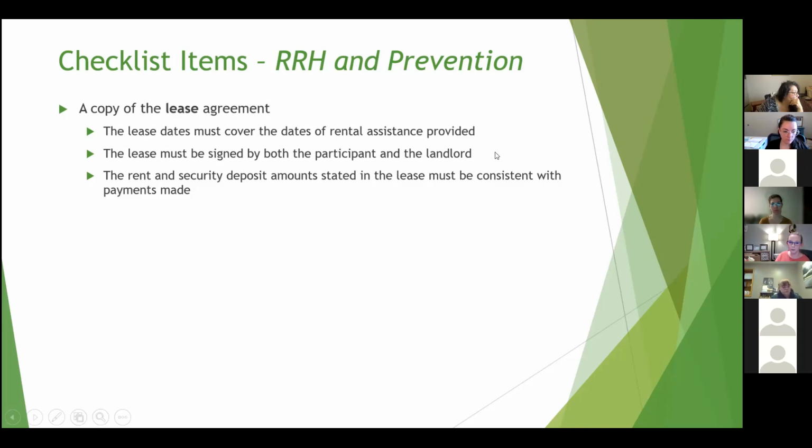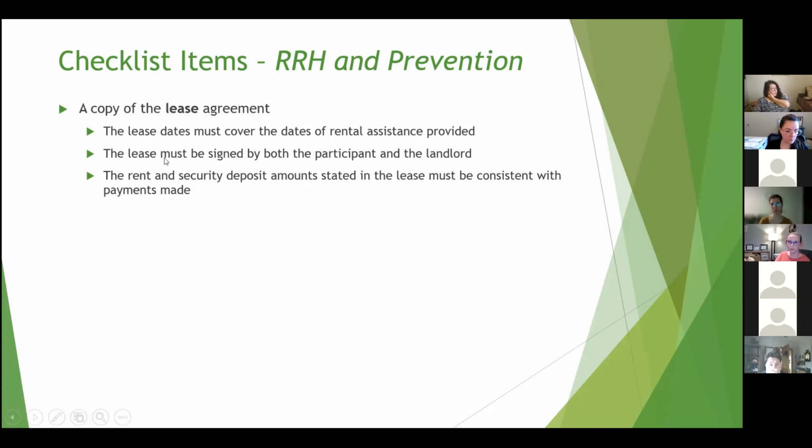And that also the term and the rent are all on it, because I have seen some where there's a spot in the lease to list the term, but it's blank. So things like that, making sure that the lease is fully listing out the things you need to see. And making sure that rent and the security deposit amounts in the lease are consistent with the payments made.